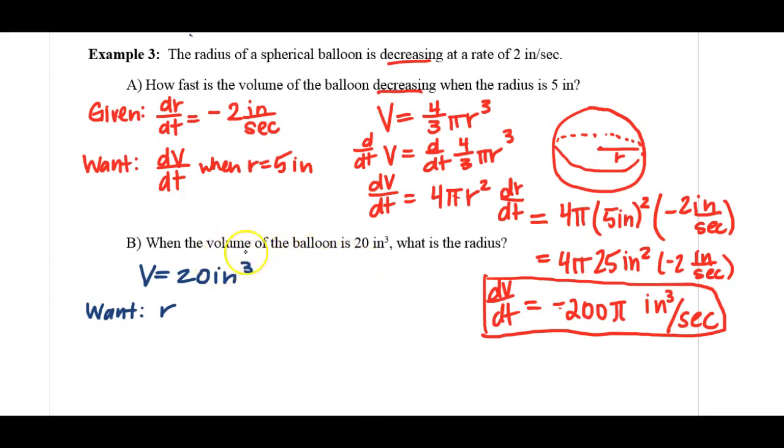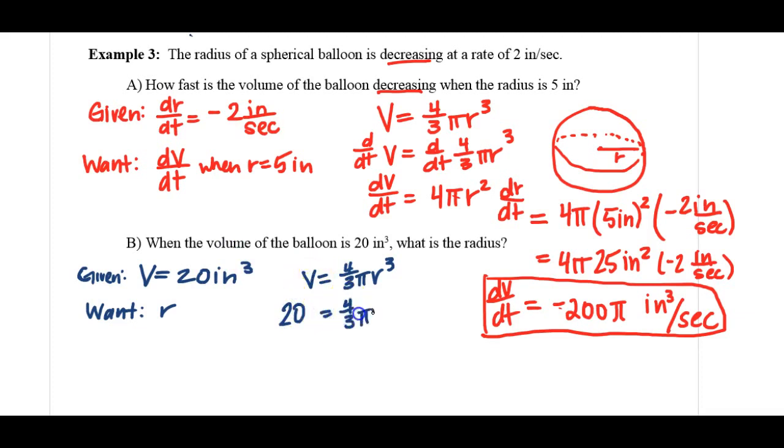So when the volume is 20 inches cubed, that's what I've been given. That volume equals 20 inches cubed. I want the radius. So I still have to come up with an equation that relates the information, 4/3 pi r cubed. But now all I need to do is substitute in 20 into V and solve for r.